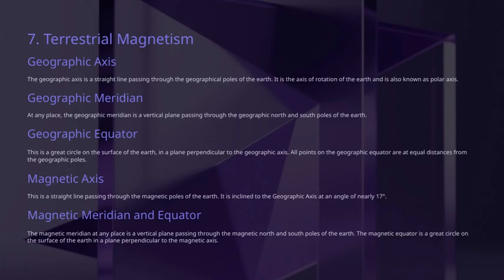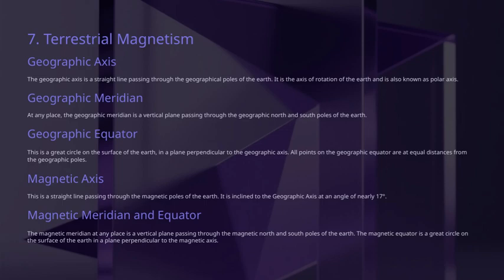Now, moving on to the magnetic equator. This is a great circle on the Earth's surface that lies in a plane perpendicular to the magnetic axis. It plays a key role in understanding Earth's magnetic field because it represents the line where the magnetic inclination is 0, meaning the magnetic field is horizontal there.